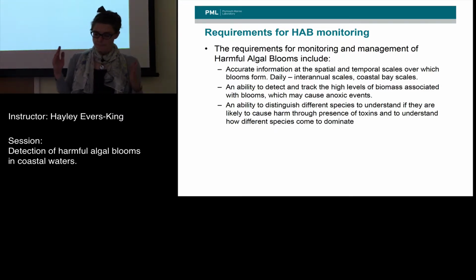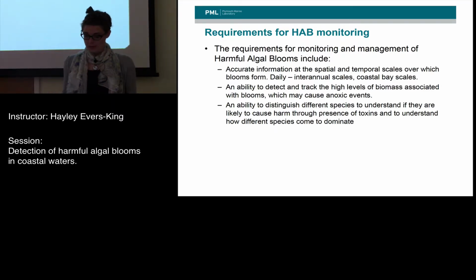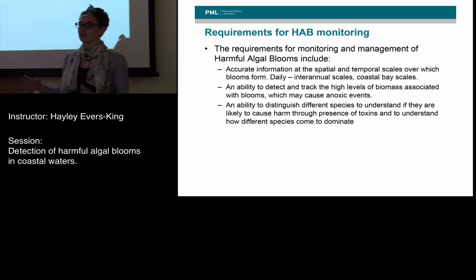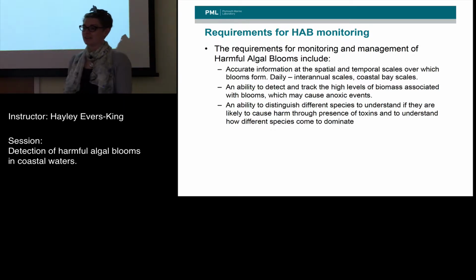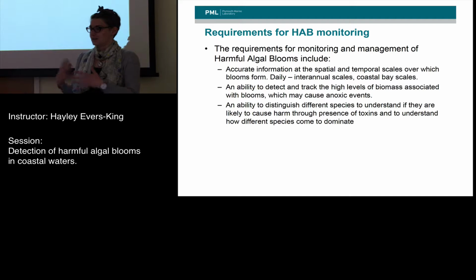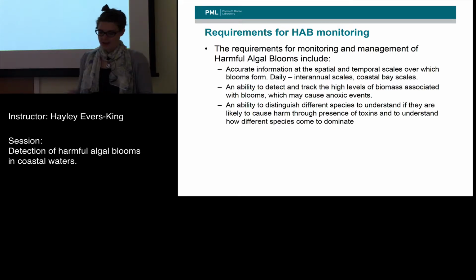So we need accurate information about the blooms at the temporal and spatial scales at which they form. This can be from daily event scale, time-wise, up to interannual. We might want to know, for example, do they happen at a particular time of year, or are they increasing in their severity or in their prevalence? How often are they happening?